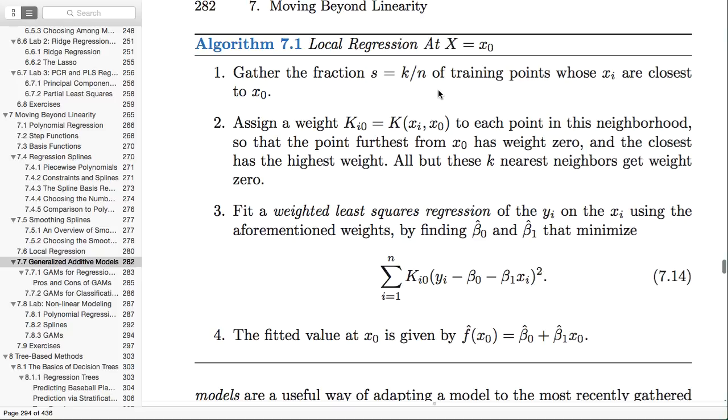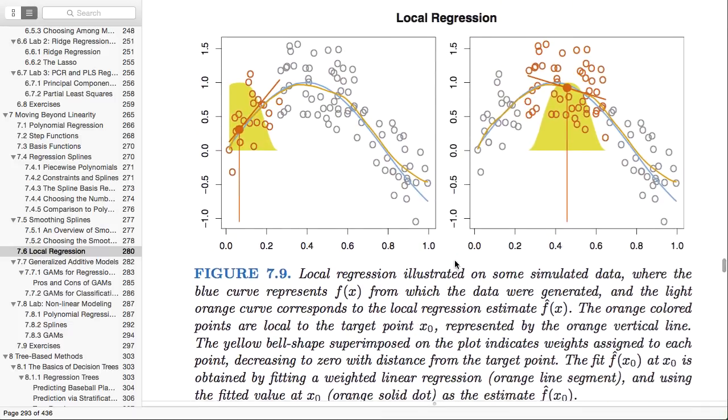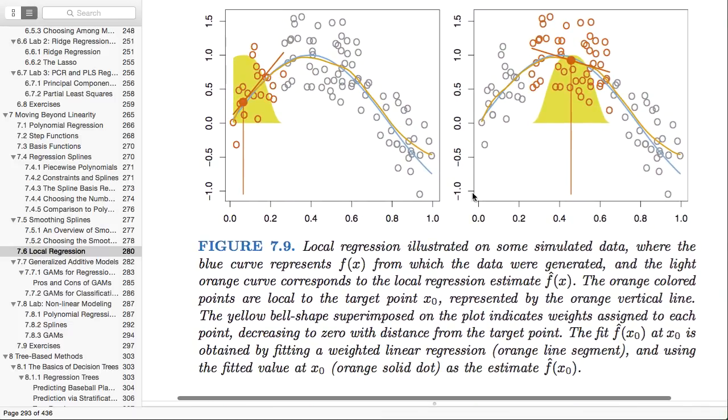We're going to gather a fraction of training points that are closest to x naught. So we have some point x naught. We're going to assign a weight to each point in the neighborhood so that the point farthest away has the weight 0 and the closest has the highest weight. All but these k nearest neighbors get weight 0. Fit a weighted least squares regression, and the fitted value at x naught is given by f of x naught, and then this simple model. So in this picture here, this is x naught and this is x naught for a span.